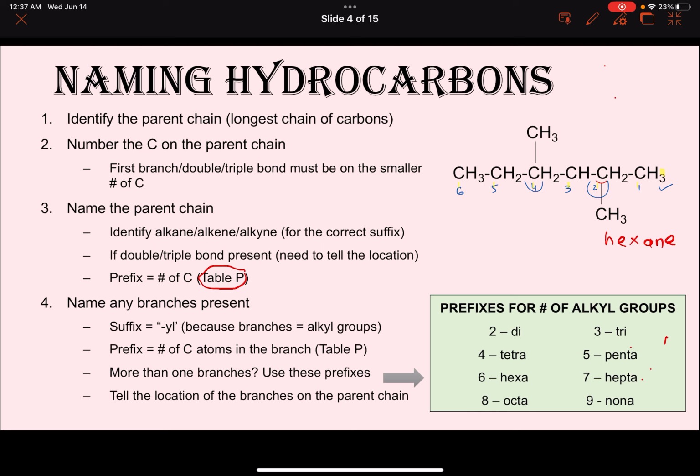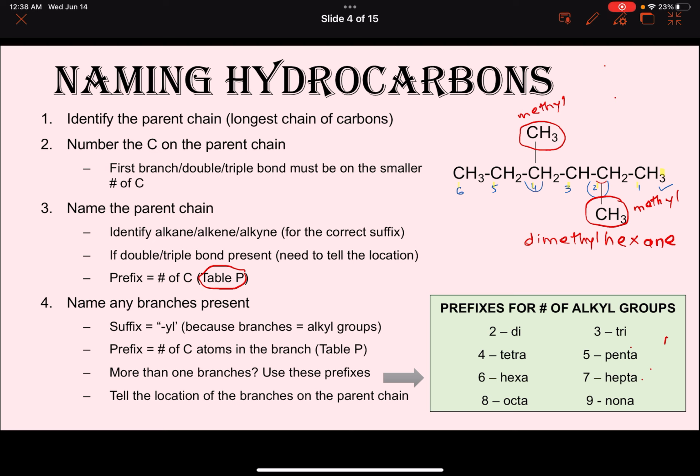So let's first go ahead and see what branches we have here. So we see this branch right here that has 1 carbon atom. So the prefix for 1 carbon atom is going to be meth. And we're going to end this with a YL. And then we also see this branch right here, which also has 1 carbon atom. So the prefix for 1 is meth, and we're going to end that with a YL. So as you can see, we have 2 methyls. So we're going to say that we have dimethyl in the name. So as of this moment, the name of our compound is dimethylhexane.